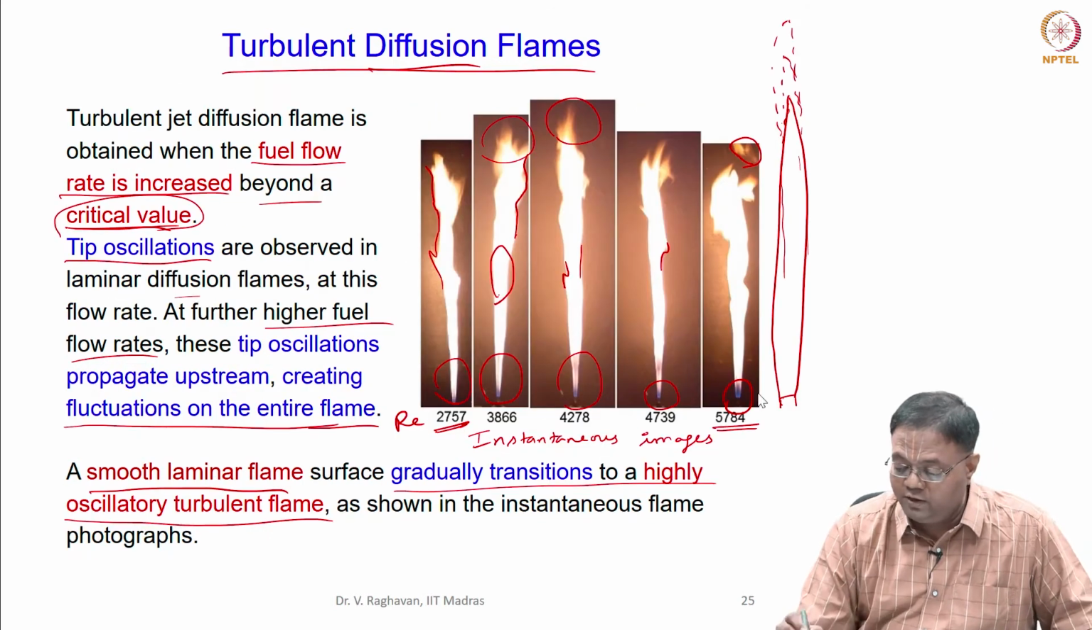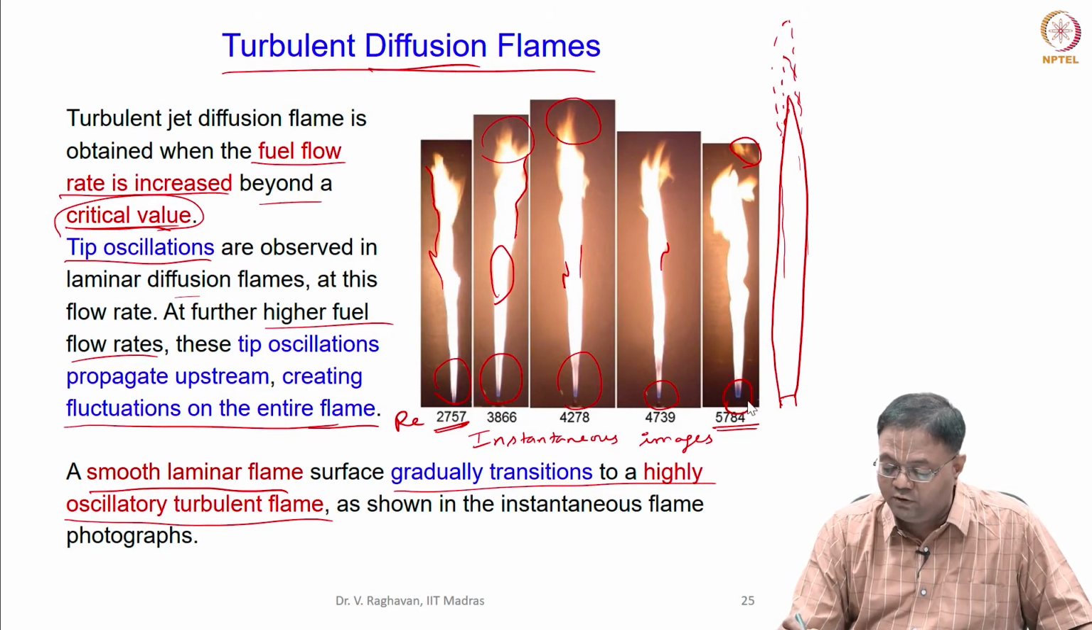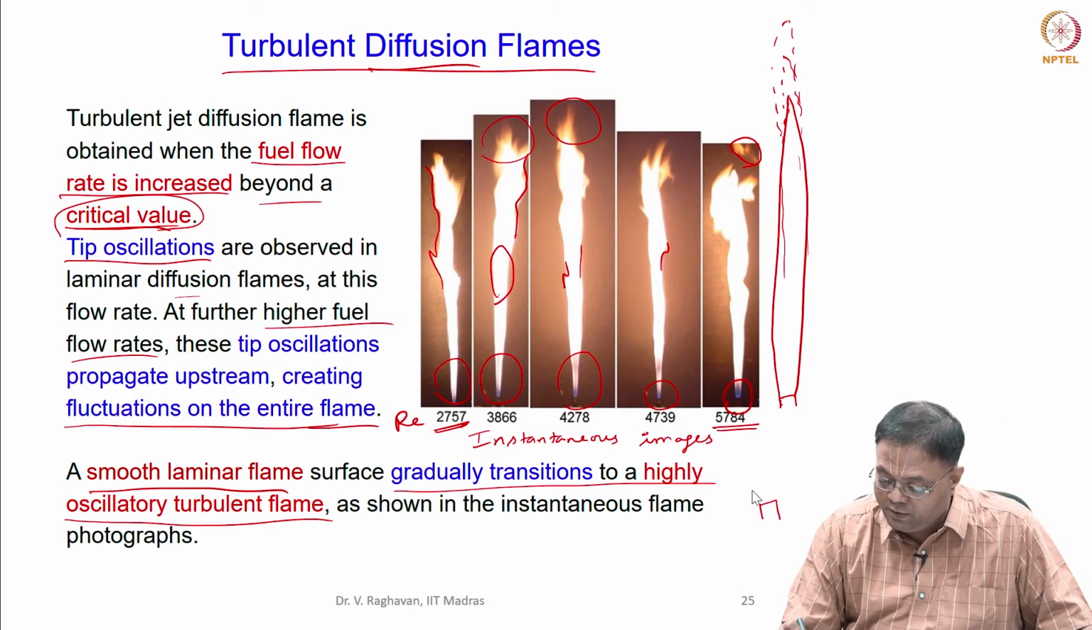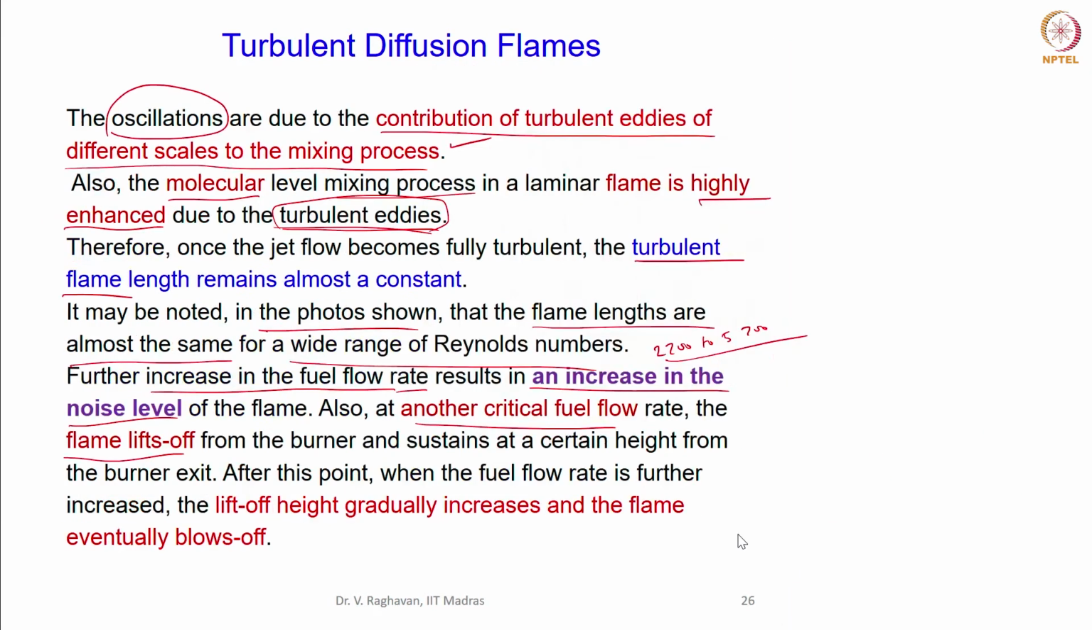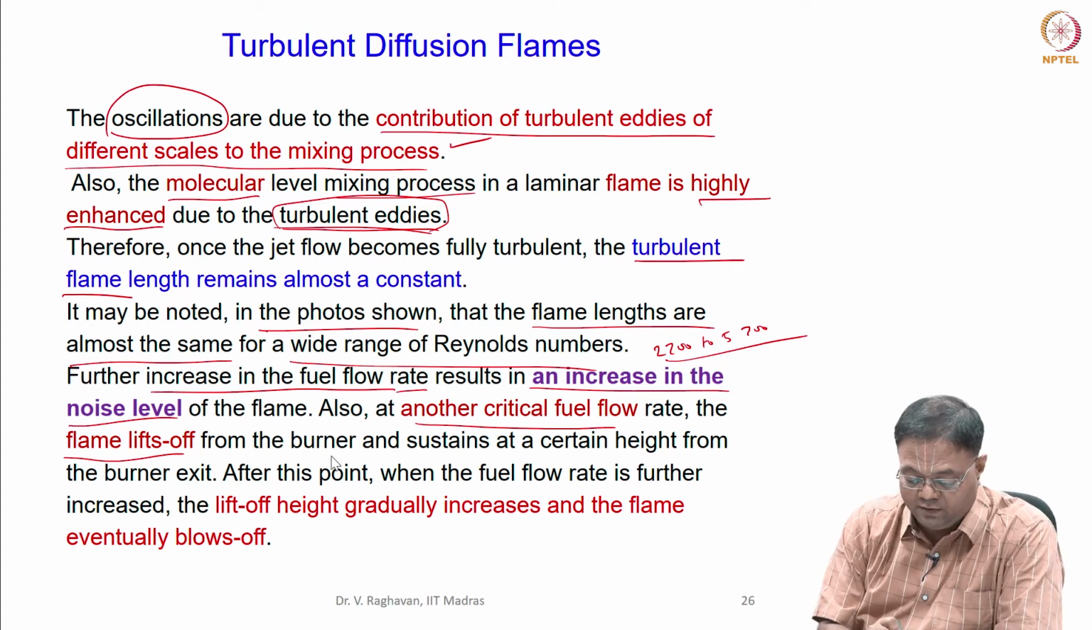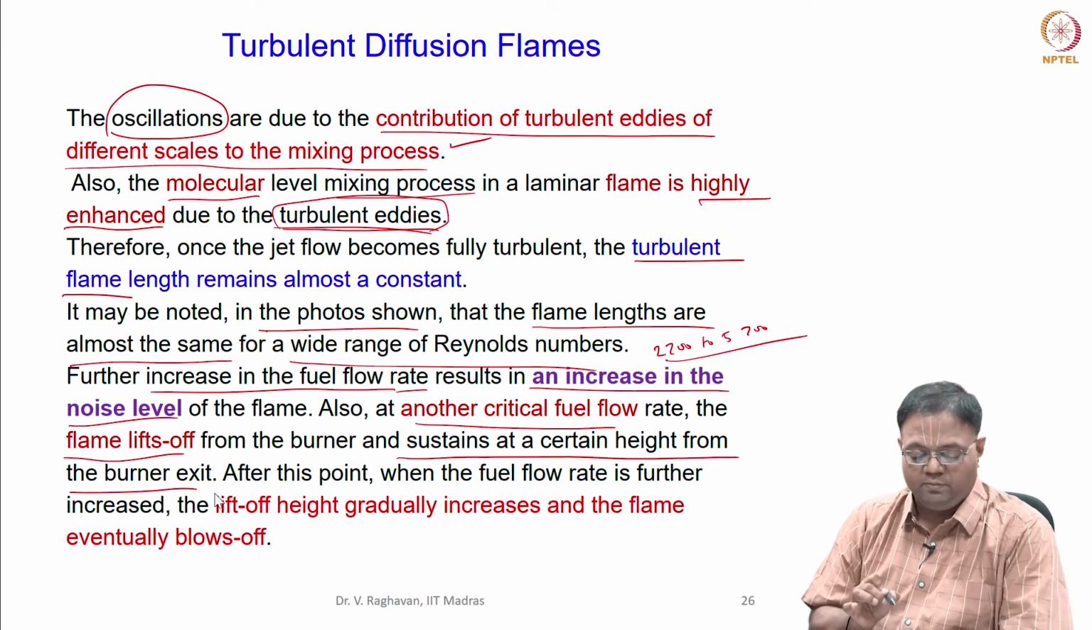As I told you, here the lift off will happen. The flame will now stand. If this is the burner, the flame will stand at a particular height and burn. So we have already seen the instability, which is the only instability which we will observe in the non-premixed flame, that is lift off. The flame lift off is observed in the turbulent diffusion flame as well, and the flame will sustain at a certain distance from the burner exit.